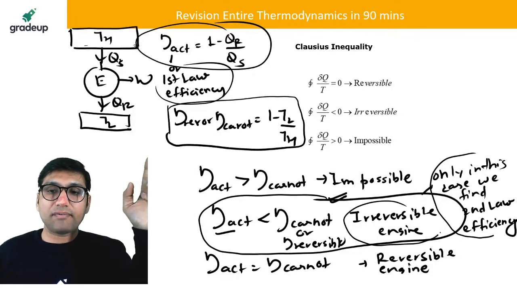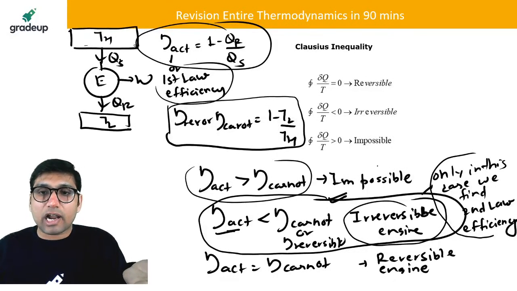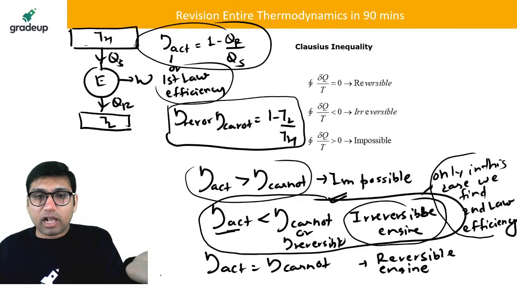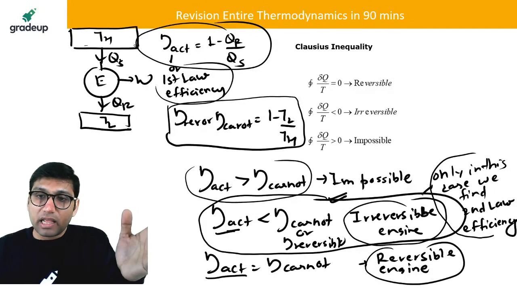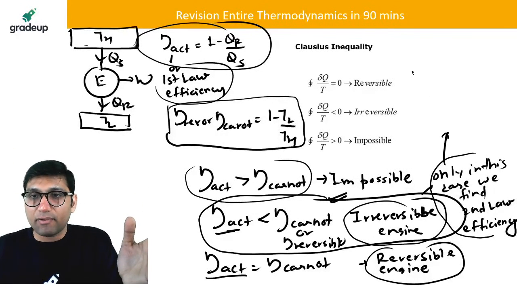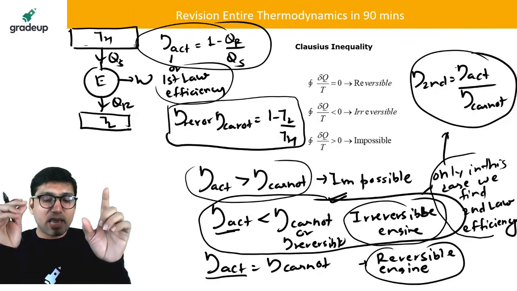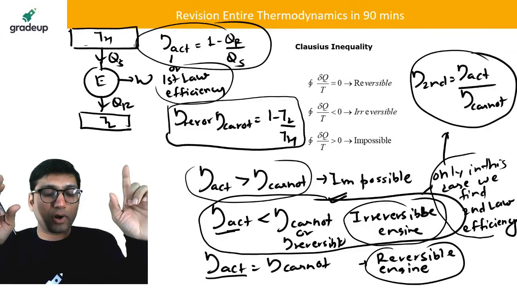When the irreversible engine will be there, only in that condition when the actual efficiency is less than Carnot, because if actual is greater than Carnot, it is impossible. So we don't need to find the second law efficiency. If they are both equal, then it is a reversible engine. Then also we don't need to find second law efficiency. But if this is the case, then we have to find second law efficiency, which is equal to actual or first law efficiency divided by Carnot efficiency. Only in this situation we have to find the second law efficiency. Is it clear to all of you or not?